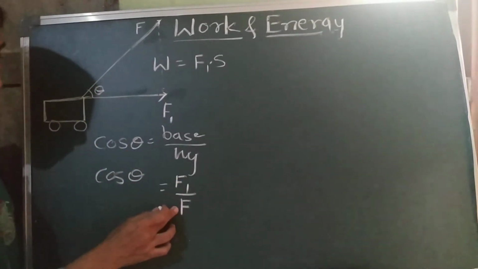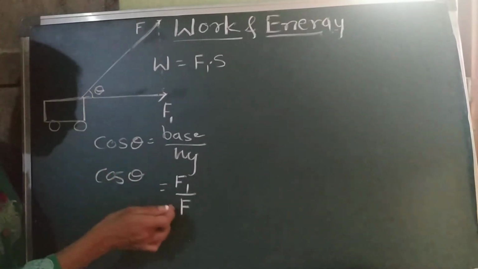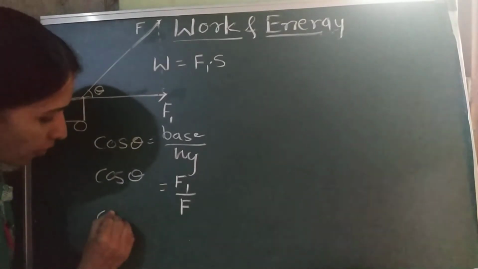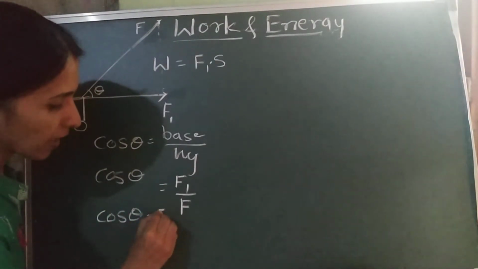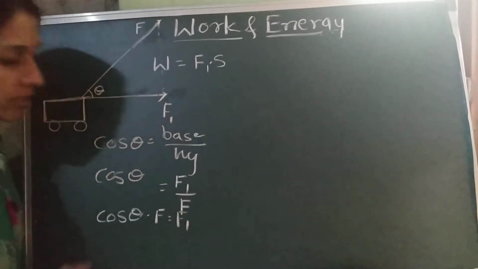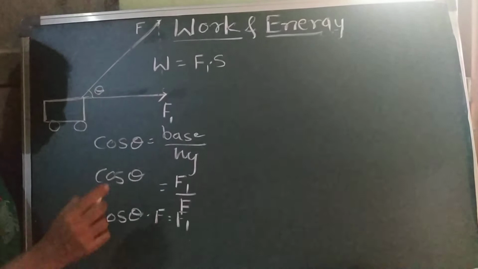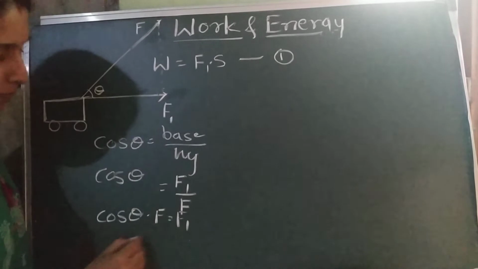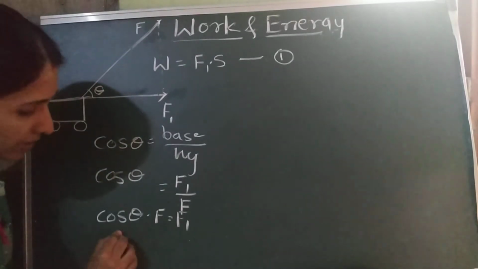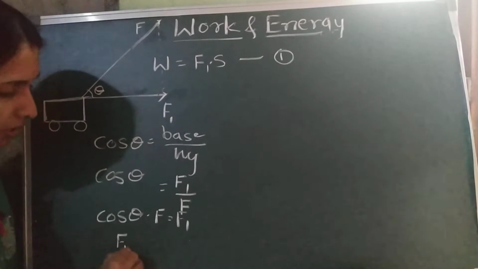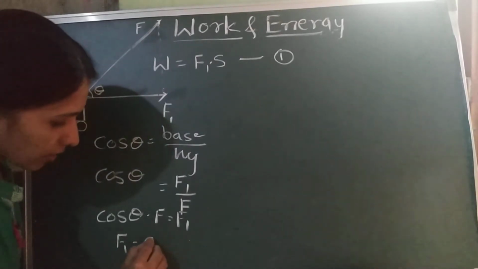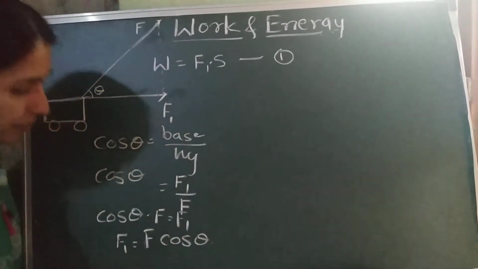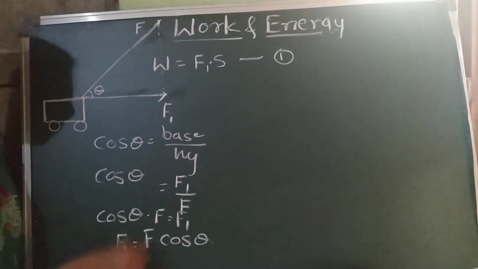If I transfer this F to the other side, the division goes to multiplication. So cos theta into F is equal to F1. Suppose we consider this as equation 1. So F1 is equal to F cos theta. We can put this value in the work equation.